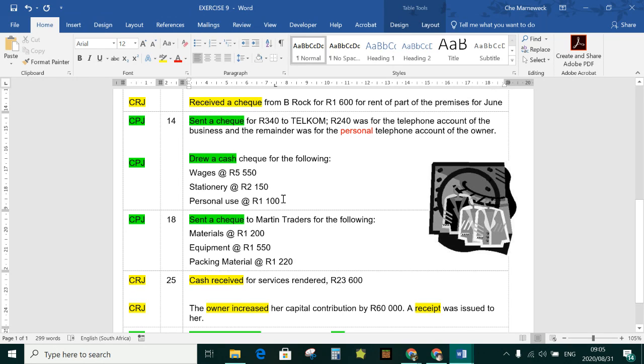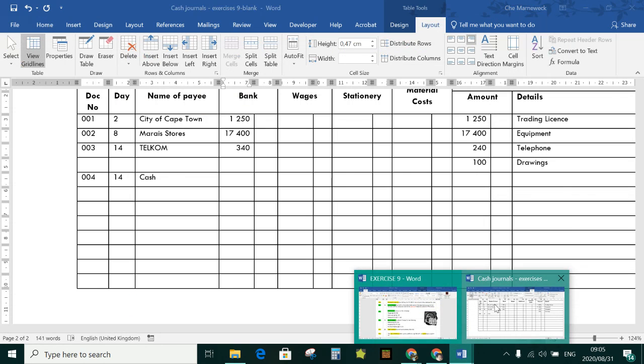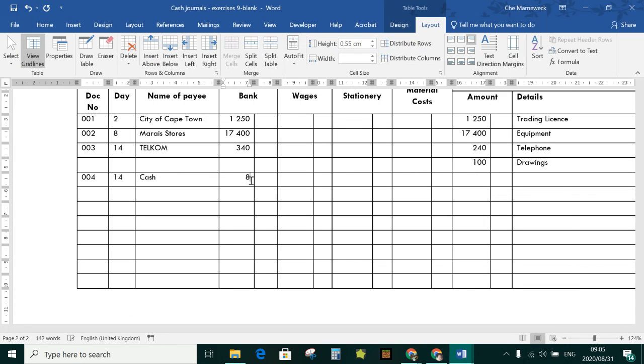And if you do that on your calculator, 5,550 plus 2,150 plus 1,100, you should get 8,800. That is the total amount that goes in the bank column. That's the amount that we would have actually written on the check. That's how much cash we got.